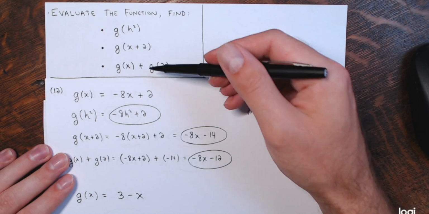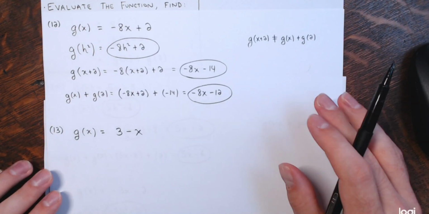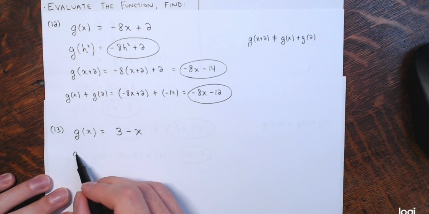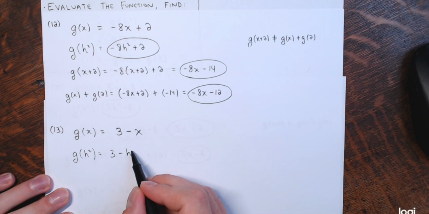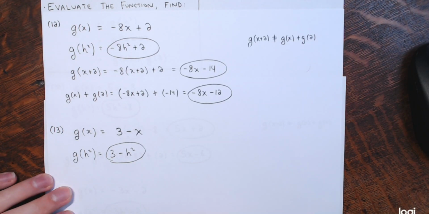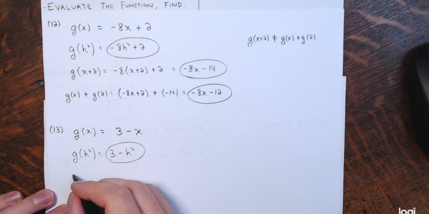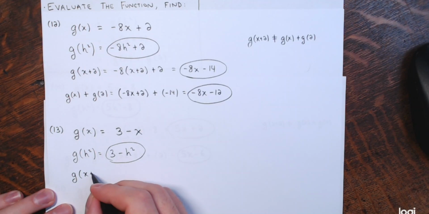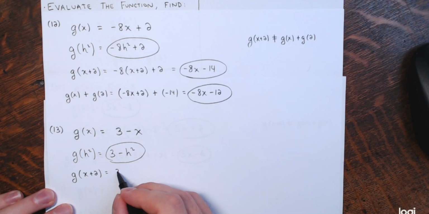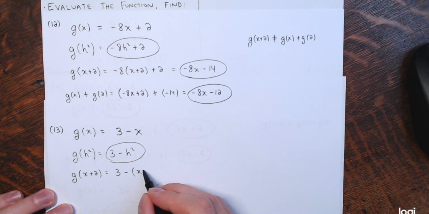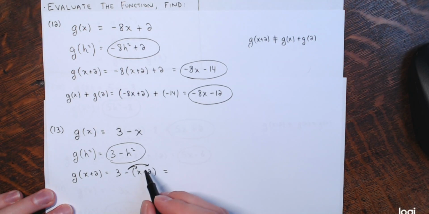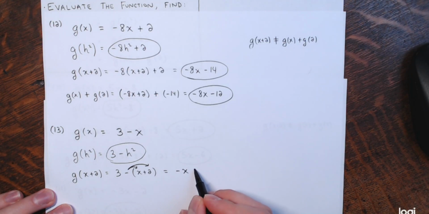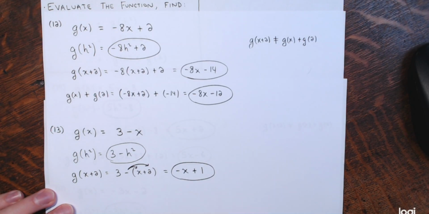All right, same three things asked for in example 13. So what's g at h squared? It's just simply 3 minus h squared. And that's as simple as that gets. What's the value of g at x plus 2? That'd be 3 minus, and then the quantity x plus 2, right? Replacing the x with x plus 2. Distribute the negative 1 here, and we get negative x plus 1, or 1 minus x if you want.